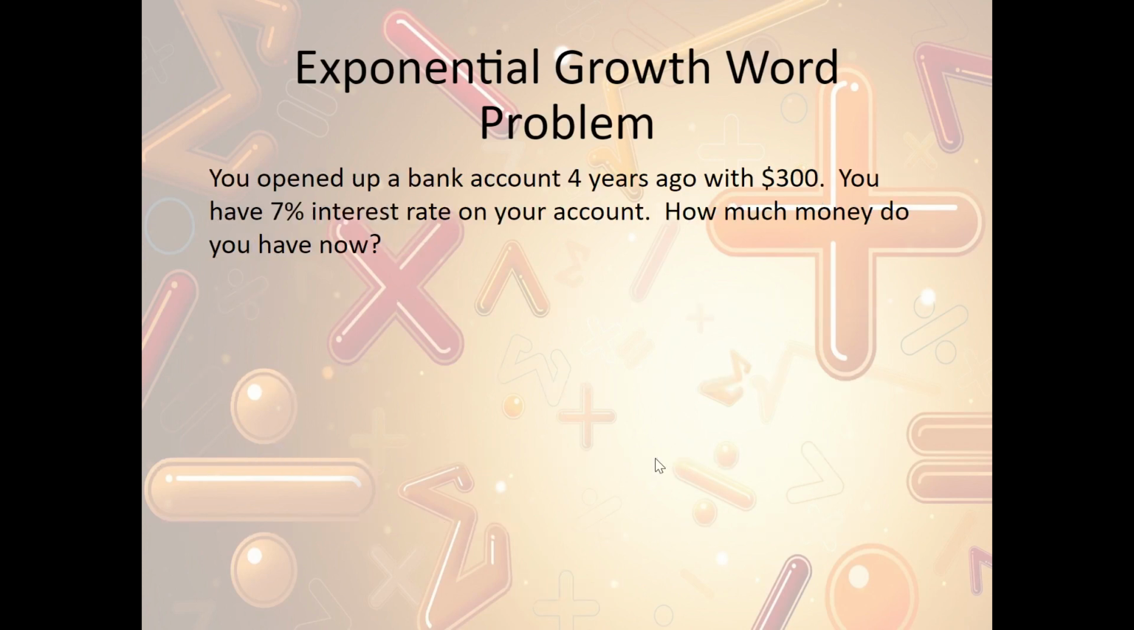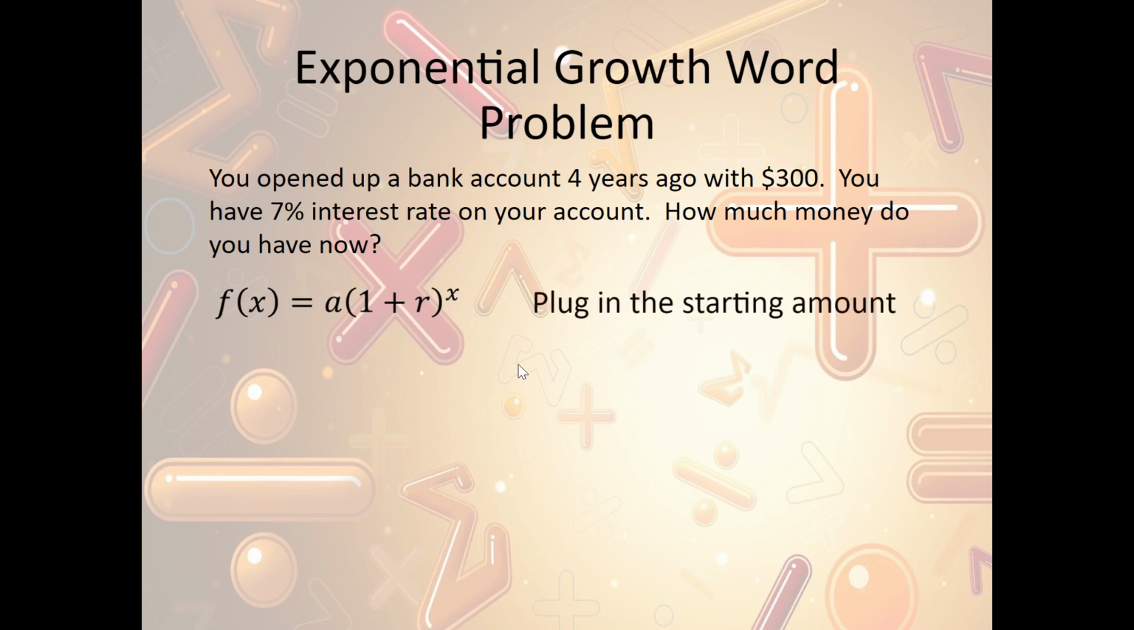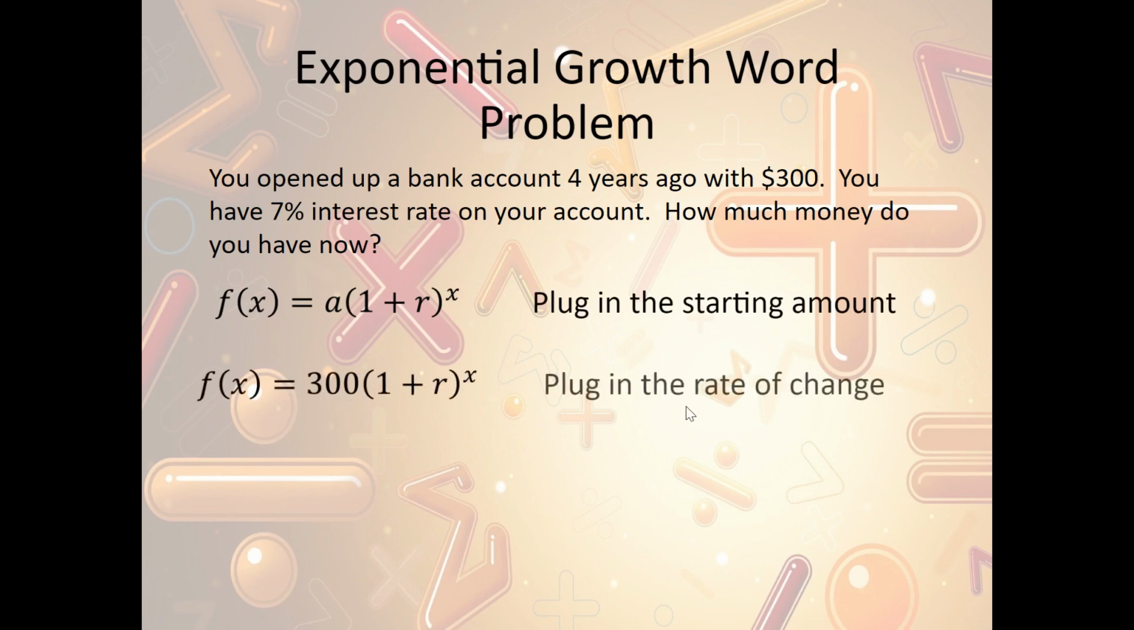Let's look at another example. It says we opened up a bank account 4 years ago with $300. You have a 7% interest rate on your account. How much money do you have now? So again, we're going to start with our exponential growth formula. We're going to plug in the starting amount. Our starting amount was $300, so we plug that in for a. Then we're going to plug in our rate of change for r. It says we're going up by 7%, so we move the decimal back 2 places. So 0.07 is our rate of change.